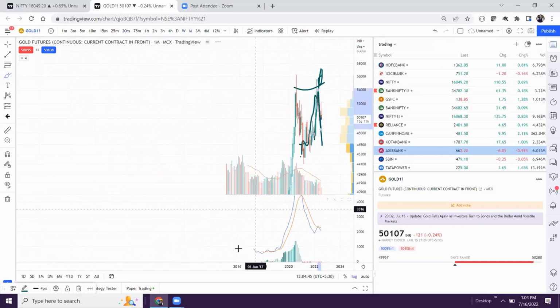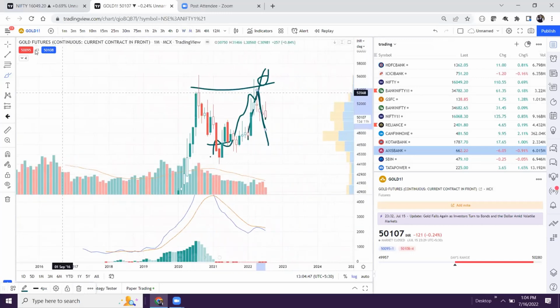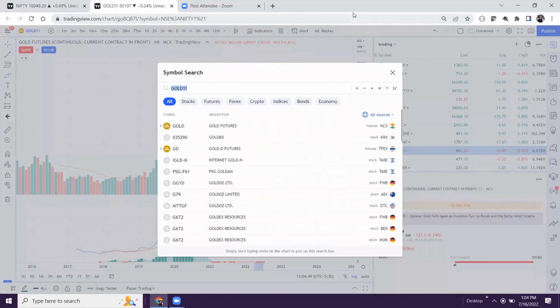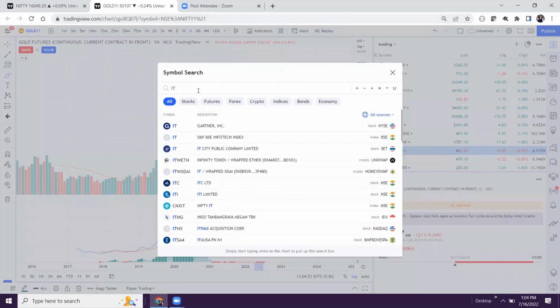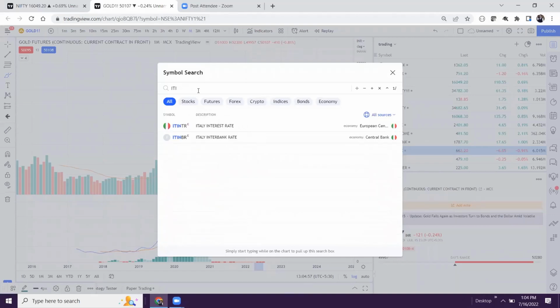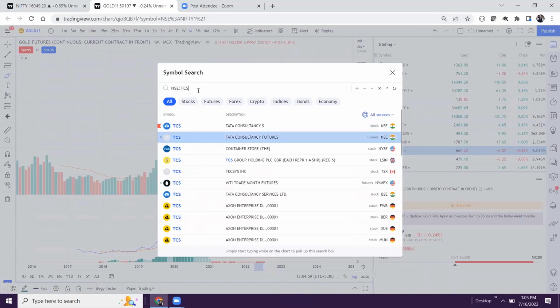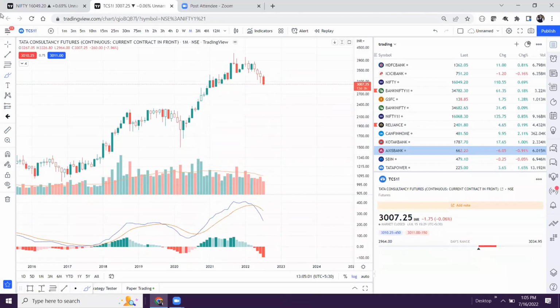Sir, what about TCS? See, I think only 4 or 5 minutes are left. Let us see on the IT index. TCS. Let me show on TCS.